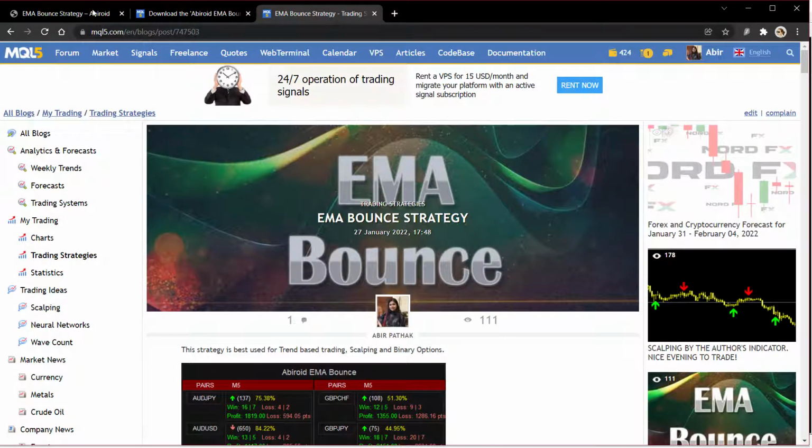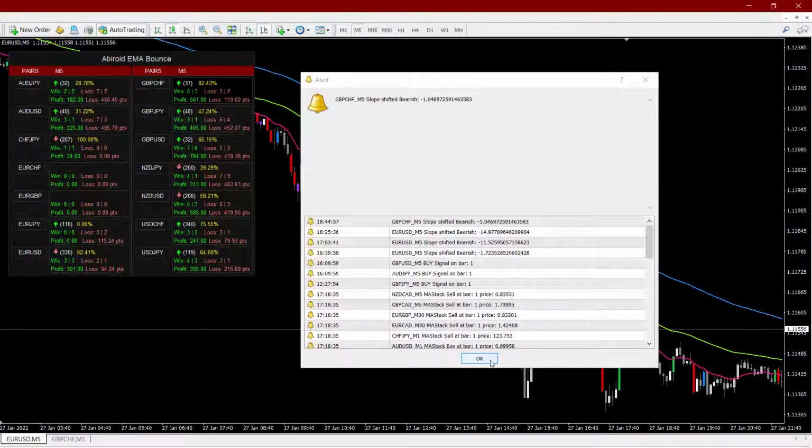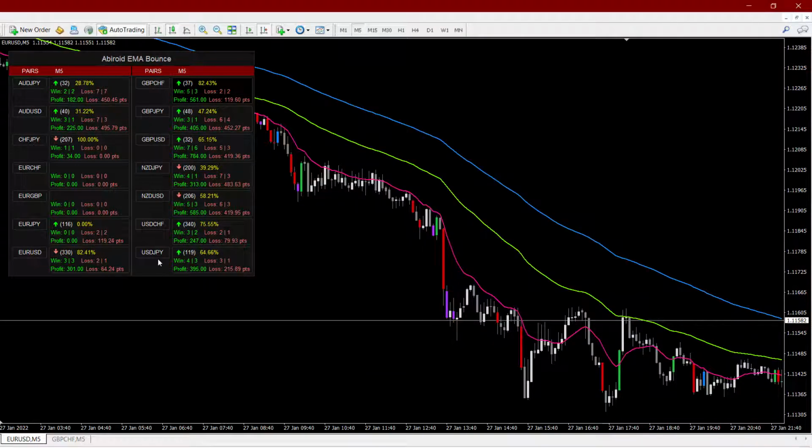So yeah, let's get started. This right here is the scanner's dashboard, and I'll go over the properties one by one, first with the arrows indicator, and then I will discuss the scanner to find the best signals for this strategy.